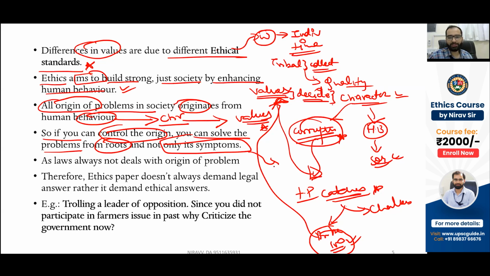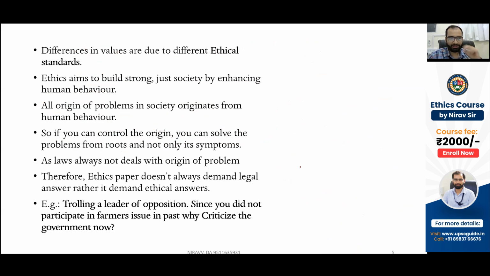What are we trying to solve? Symptoms. What are we doing? Lokpal, we would be doing different things, right? CAG, courts, these are all just trying to solve the symptoms. But if you want to solve the problem in real, then we have to go to the roots and solve this problem. Do you agree to this or not? Please write in the chat box.